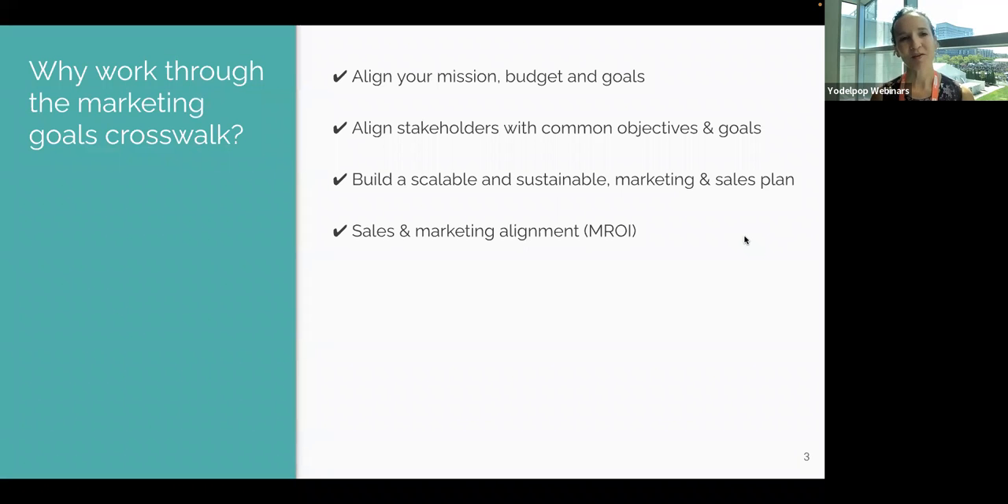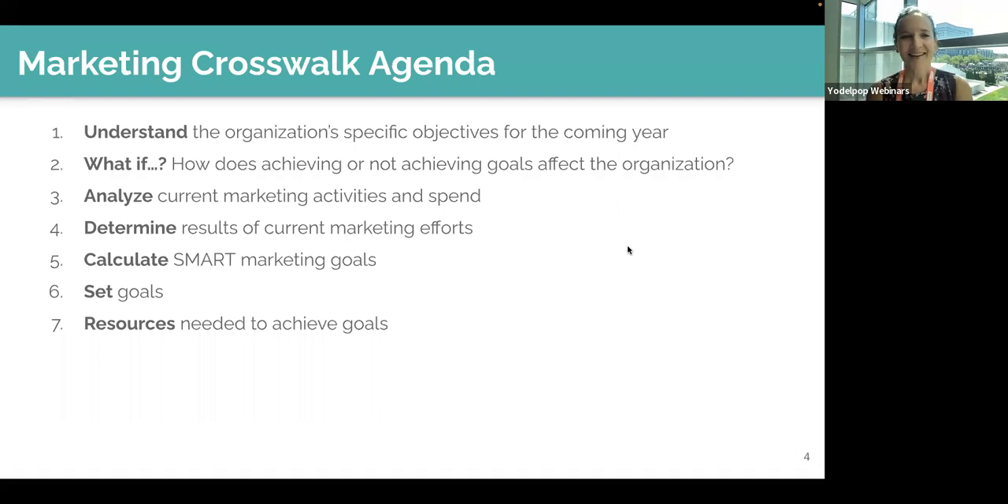So in addition to those reasons for using a crosswalk process, we are building a scalable and sustainable plan for our marketing, and we'll call it sales, those revenue goals that you need to meet. And then ultimately bringing the revenue side in alignment with the marketing side. So your budget goals are going to be aligned with your marketing efforts. So that's why we're doing it. Let's talk about how and what.